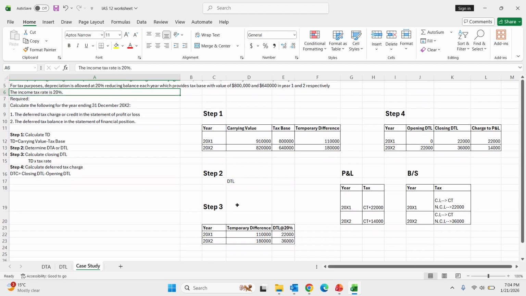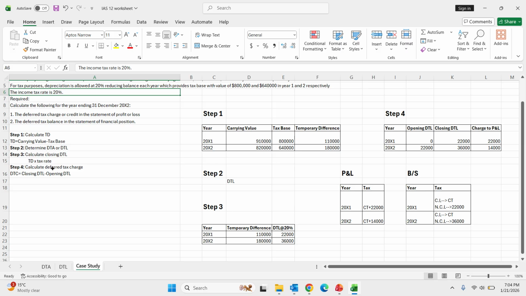Okay. Now we will calculate the closing deferred tax liability. How will we do that? We will simply multiply the temporary differences with the tax rate. Tax rate is 20%. So for the first year, 110 multiplied by 20 gives 22,000, and for the second year, 180 multiplied by 20 gives 36,000.